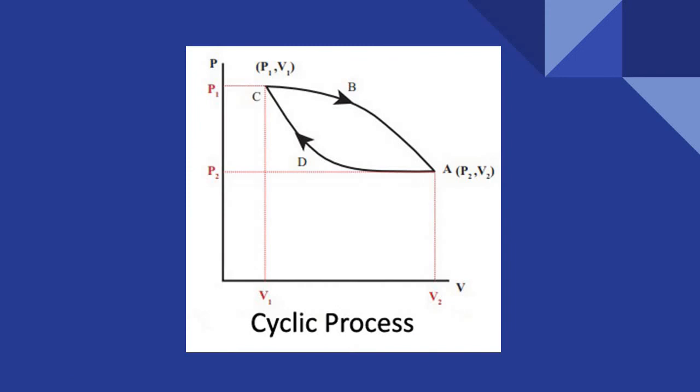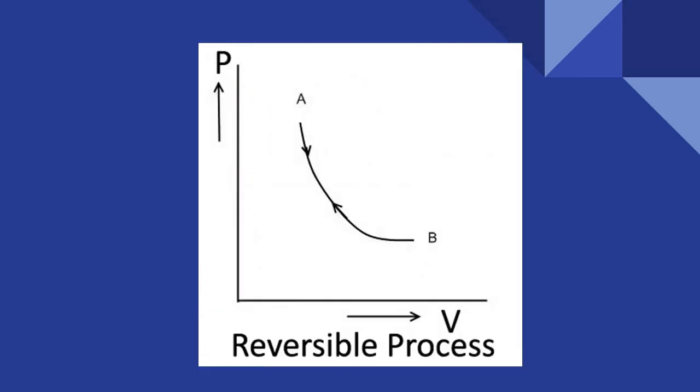And this is for a cyclic process. You have started from this A and gone through compression along the path ADC, and from C it is going back to A through another path. And this is a cyclic process. And this is a reversible process. You are going from A to B, you have this arrow mark from A to B and from B to A. After a series of processes, the system is coming back to the initial conditions.